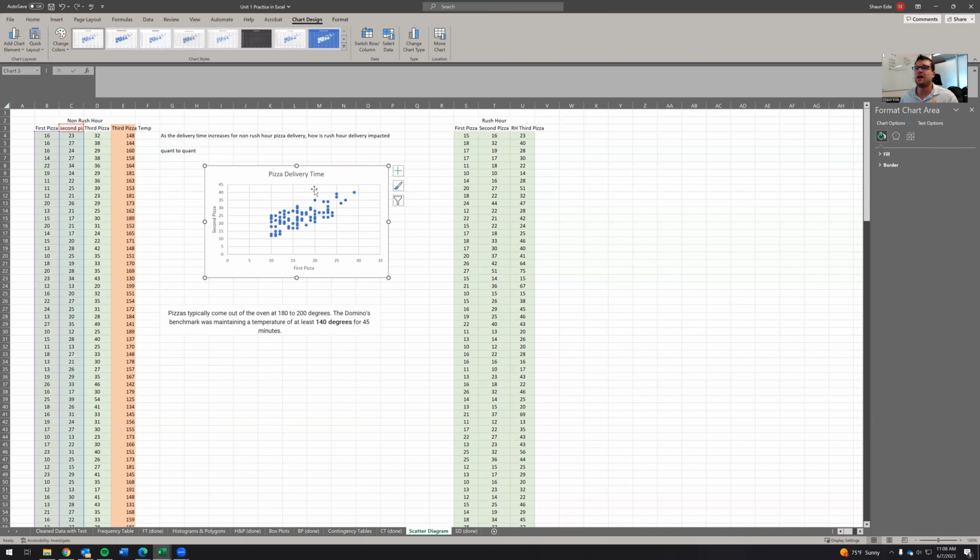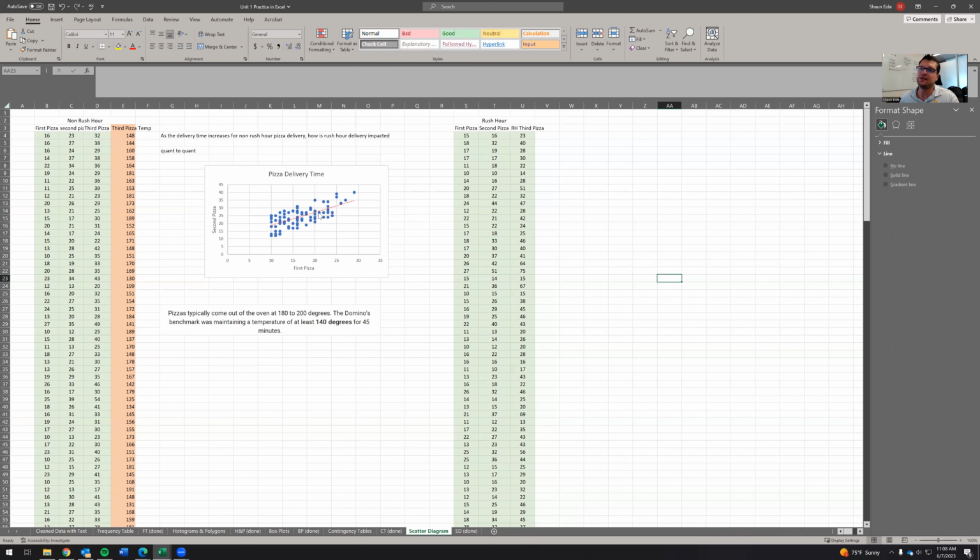So what we see here, and we can also add a chart element, and we can do a trend line, and you see this fun little trend line. I'm going to change the trend line to red, but you can see that it goes in a positive direction, an upward direction. And so when you've got them going in an upward direction, from lower down here, it goes up, that is a positive relationship between the two of them. Okay, so as the delivery time for the first pizza goes up, the delivery time for the second pizza goes up. Well, that makes perfect sense.